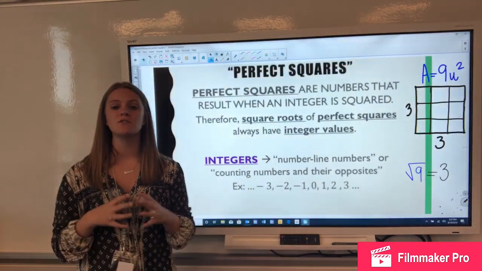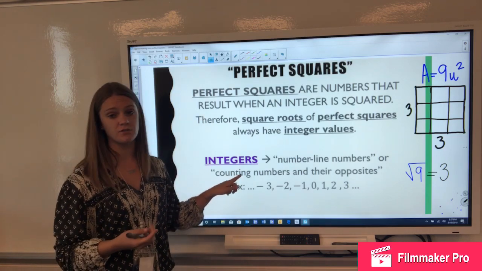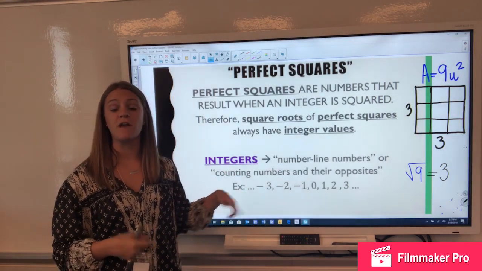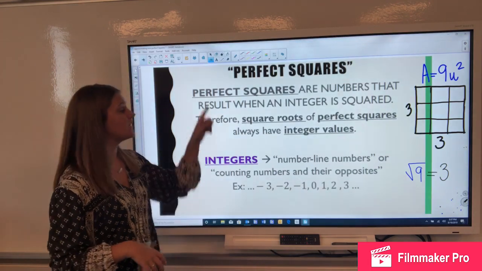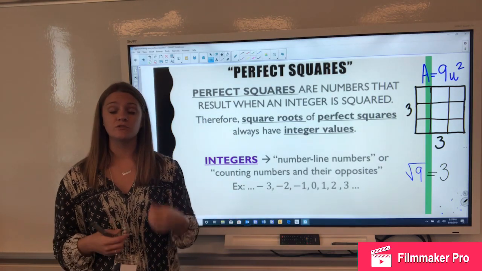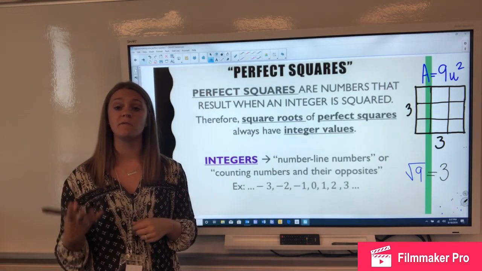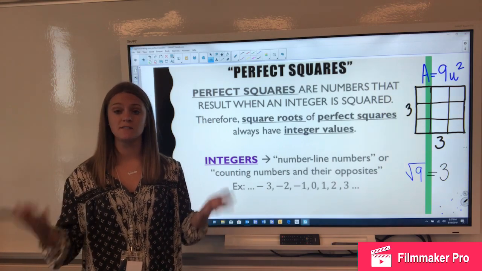So perfect squares are numbers that result when an integer is squared. So let's review integers. Integers are any numbers found on a number line. So 5, 7, -5. So again, perfect squares are when you square an integer. So for example, 2 times 2 gives us a perfect square of 4. 5 times 5 gives us a perfect square of 25, and so forth.